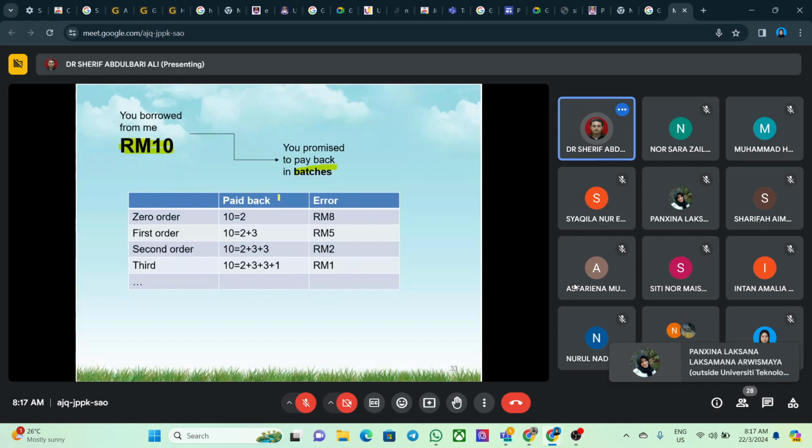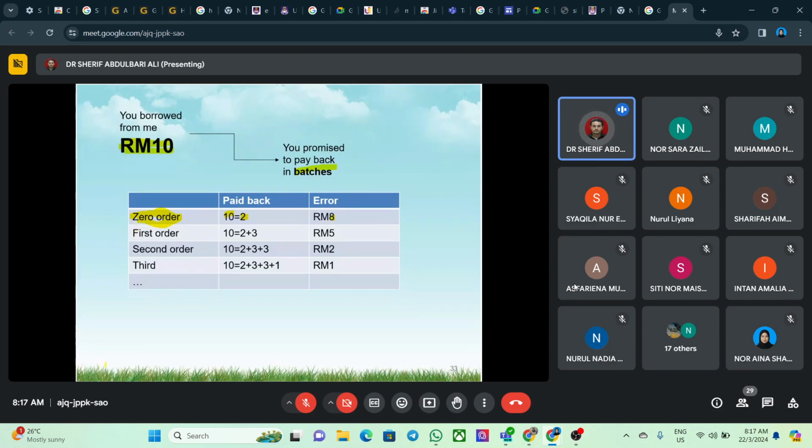If on the first day, which we call here the zero order, you showed up and gave me only 2 ringgit. I gave you 10 ringgit, but on the first day you gave me 2 ringgit. So that means my error here is 8 ringgit. I still have a balance, which we call here the error or the remainder, 8 ringgit. So when you give me only 2 ringgit, the error is 8 at the zero order, or the first day.